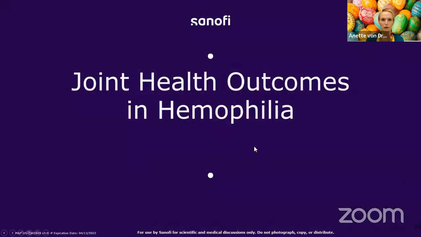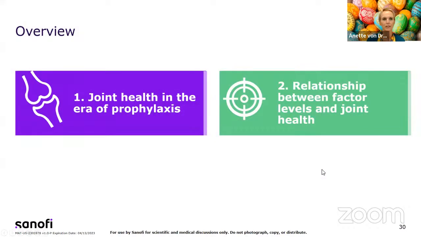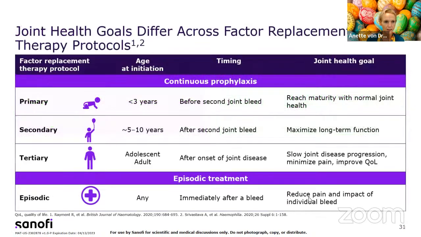So now we move on to joint health outcomes in hemophilia. Now that we know how to assess it or what the future holds in terms of assessments, let's go to joint health outcomes. So first we will talk about joint health in the era of prophylaxis, then importantly about the relationship or what we know currently between factor levels and joint health.